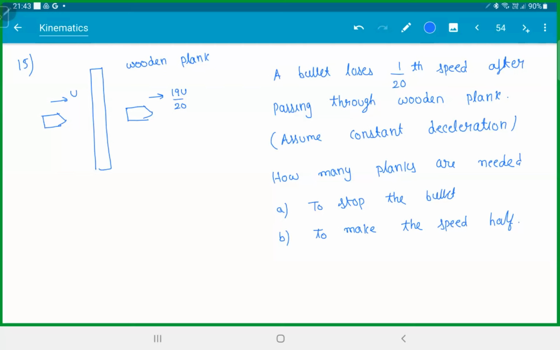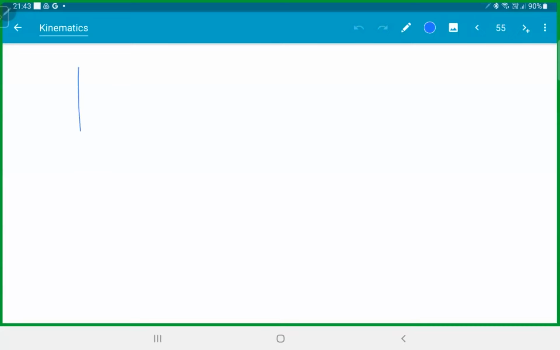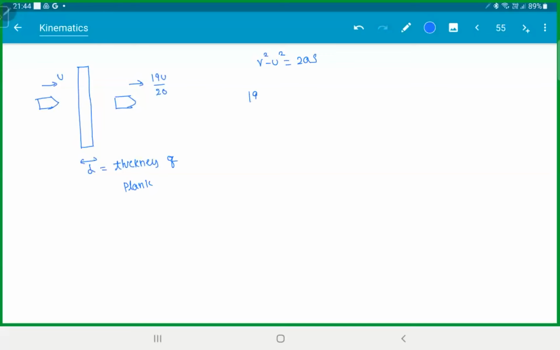Let's see. Anika, Ali, first part is right. So then take a plank here. You're firing with speed u. The speed becomes 19u by 20. Let the thickness of the plank be d. Now remember, I don't know the value of d, I'll assume. So I'll apply the equation v square minus u square is 2as. So here the final speed will be (19u by 20) whole square minus u square is equal to 2ad.